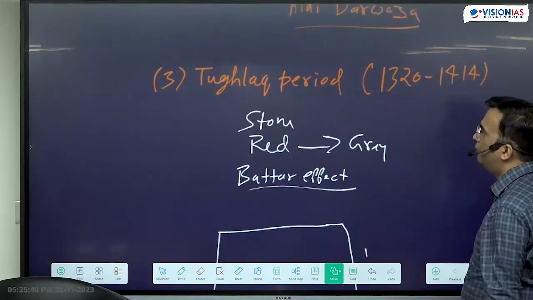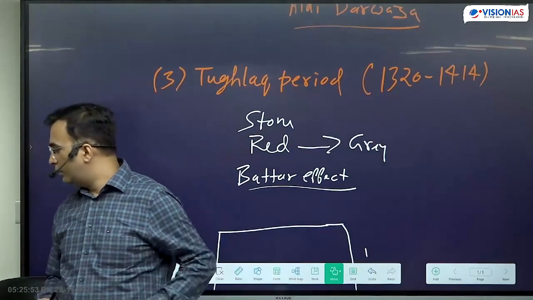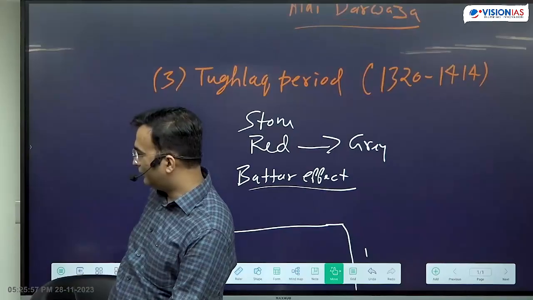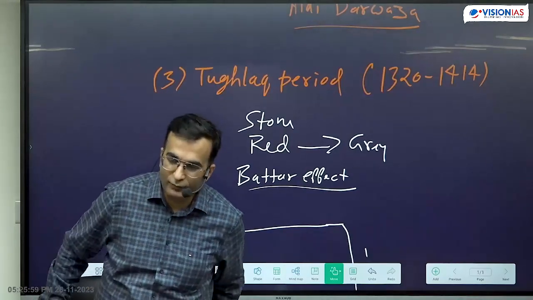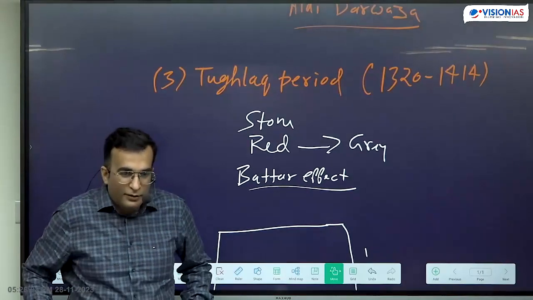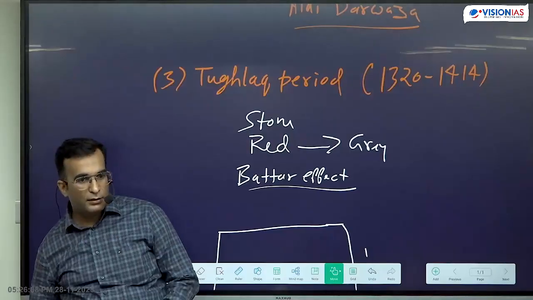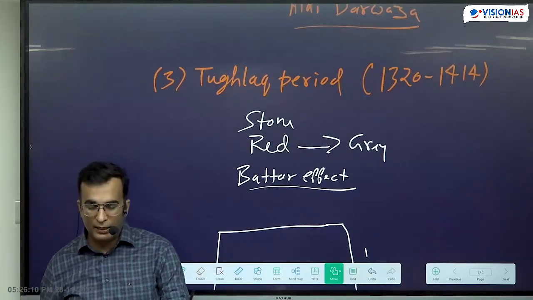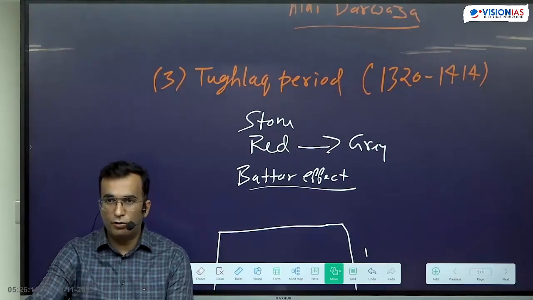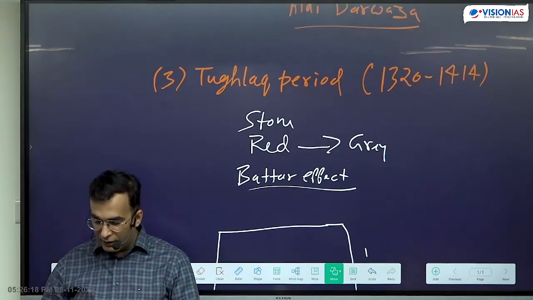Tughlaq rulers were fearful that buildings created by the previous rulers were not strong and resilient.